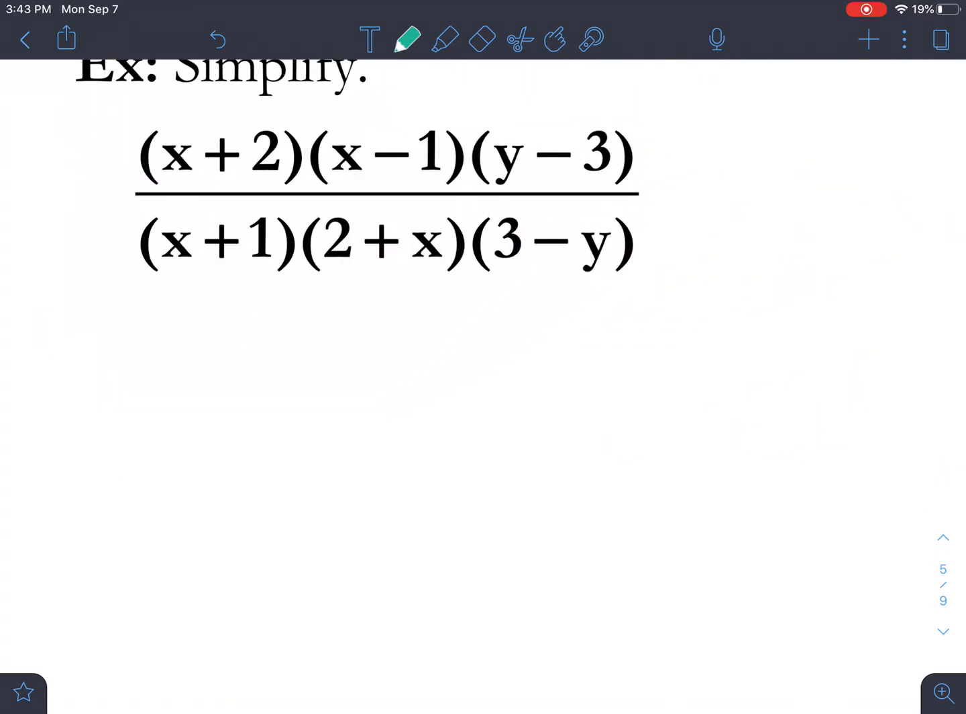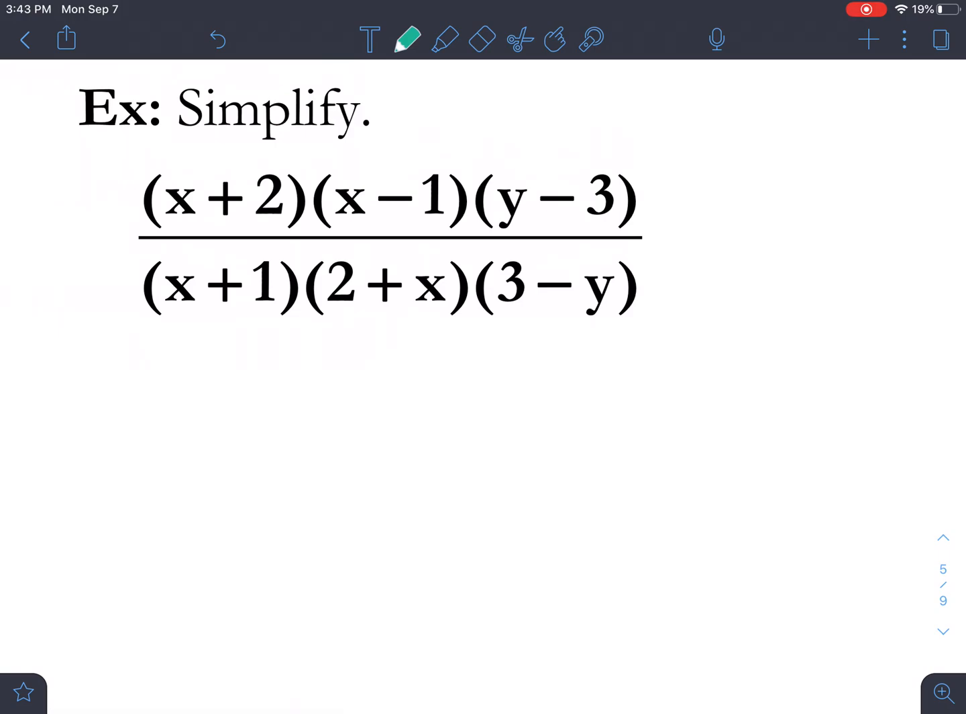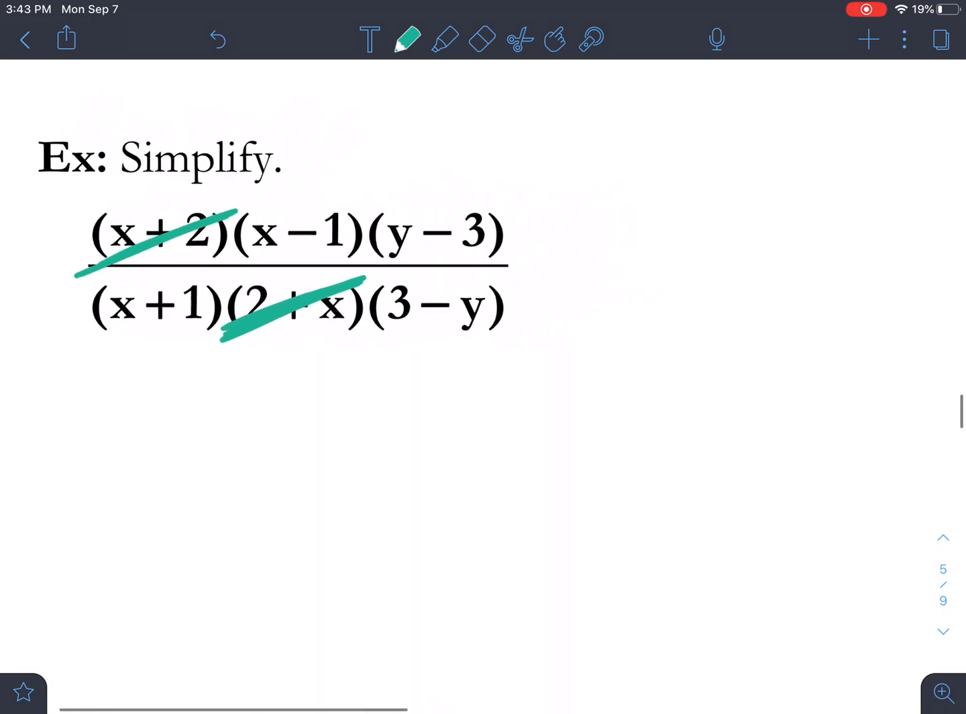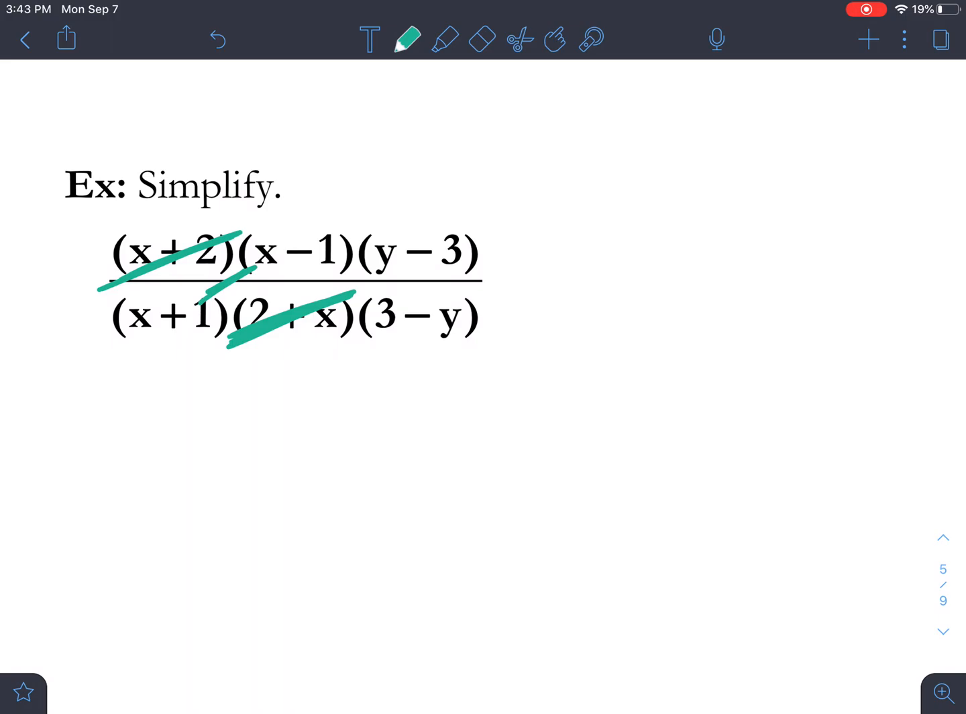So we've got things simplified, or excuse me, factored for us already. So this should be a pretty quick one, kind of satisfying to cross out. X plus 2 and 2 plus x are exactly the same. Now I want you to think about y minus 3 and 3 minus y. Okay, hopefully you guys are thinking x plus 1 and x minus 1 are not the same.